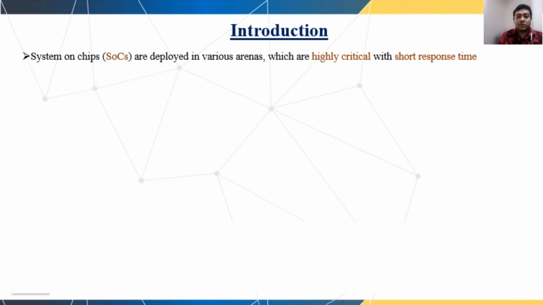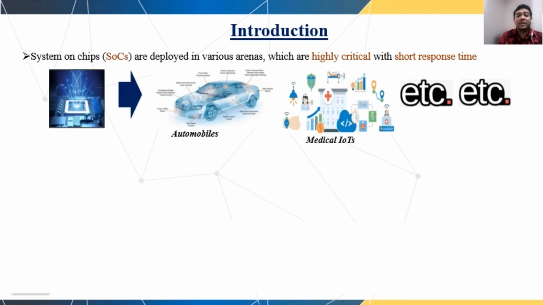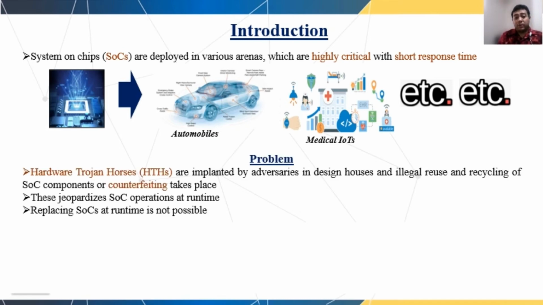Introduction. System on chips are deployed in various arenas which are highly critical in nature and need short response time, like automobiles, medical IoTs, and several others. What is the problem? The problem is that hardware Trojan horses may be implanted by adversaries in these system on chips during their design.